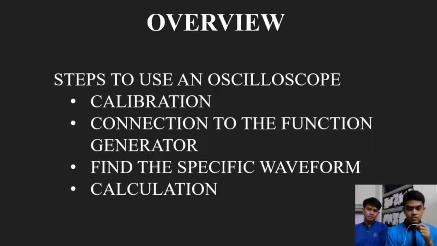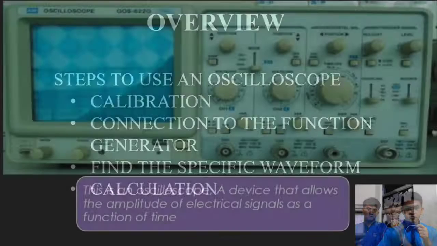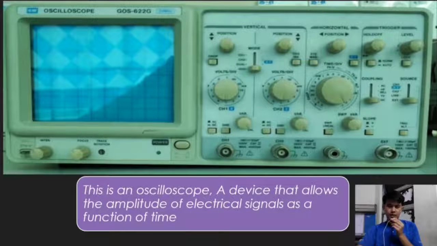So, this is our overview on the steps to use an oscilloscope. There are four steps: calibration, connection to the function generator, finding the specific waveform, and the calculation. This is an oscilloscope, a device that displays the amplitude of an electrical signal as a function of time.